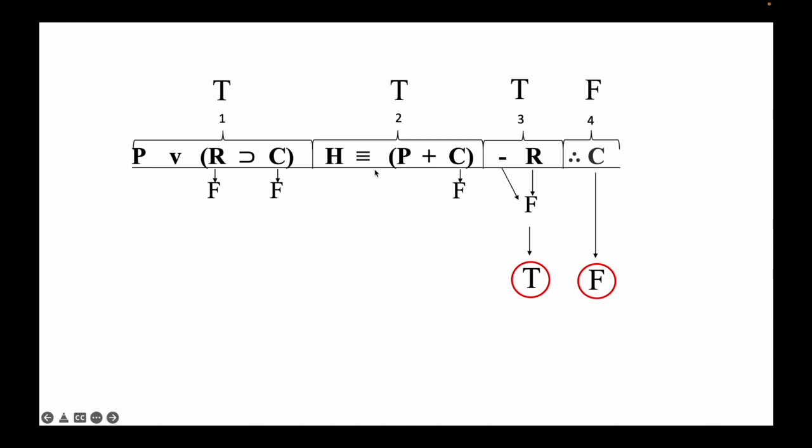Okay, now when we move down to premise 2, notice that premise 2 is a compound statement made out of 2 terms. The first one is H, and the second one is a conjunction between P and C. Remember that the rule says that the only combination that renders a conjunction true is if both conjuncts are true. Any other combination makes it false.